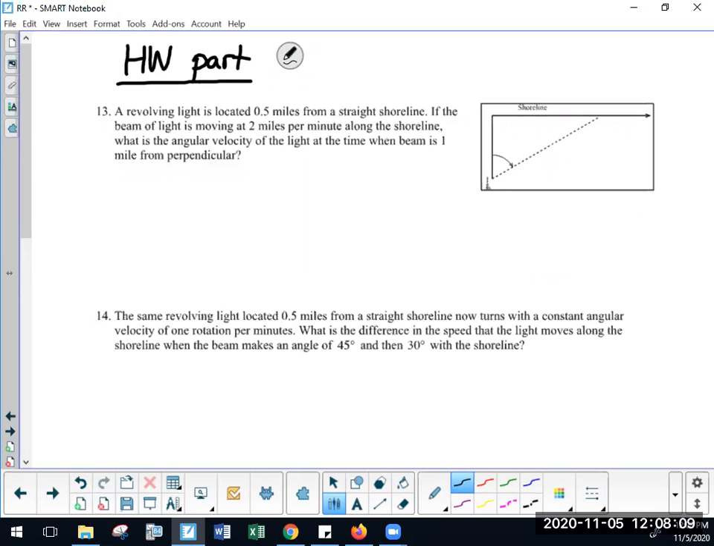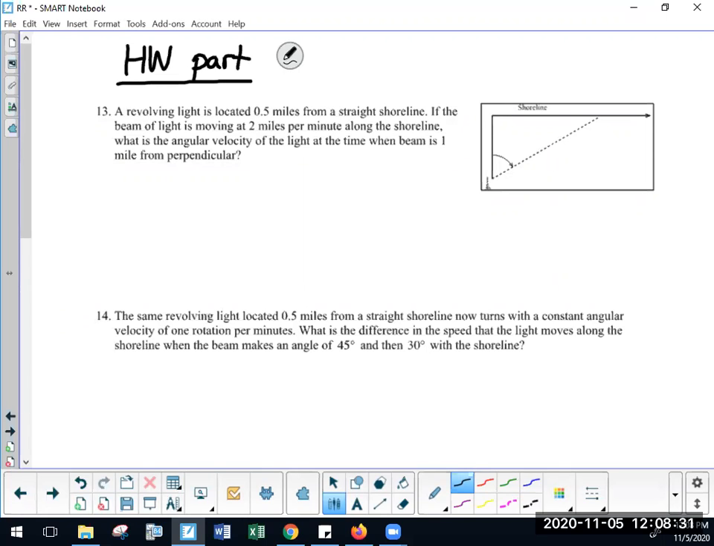We have a revolving light located 0.5 miles from a straight shoreline. If the beam of light is moving at 2 miles per minute along the shoreline, what is the angular velocity of the light at the time when the beam is 1 mile from perpendicular?